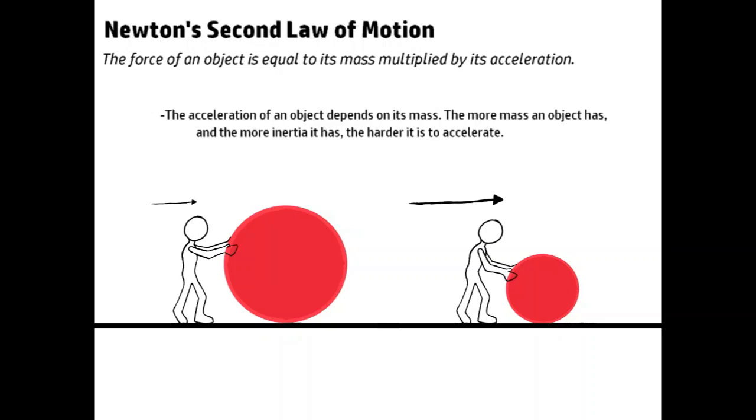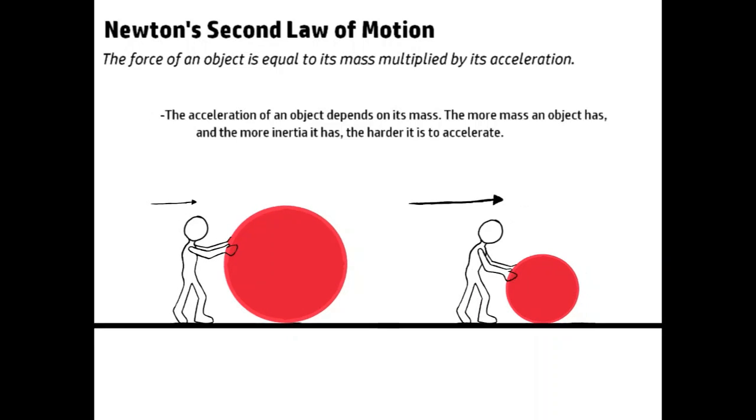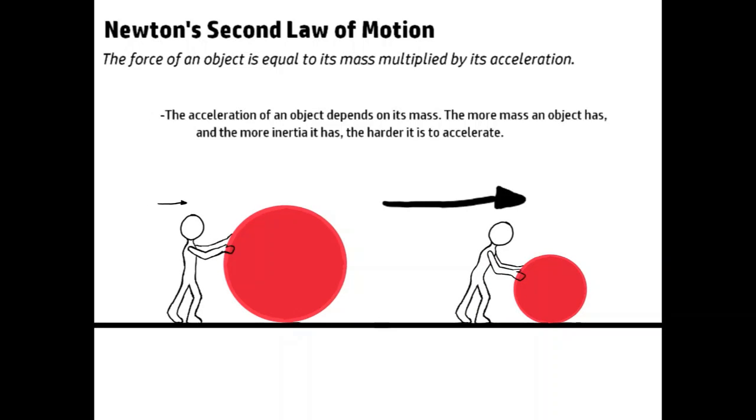The amount of acceleration of an object depends on its mass. The more mass an object has, the more inertia it has, the harder it is for the object to accelerate. Force is equal to the mass multiplied by acceleration.